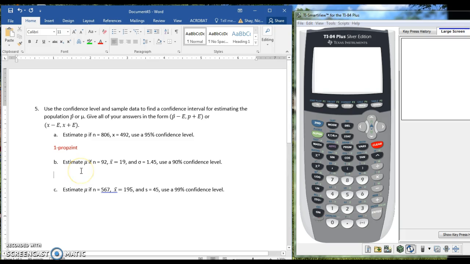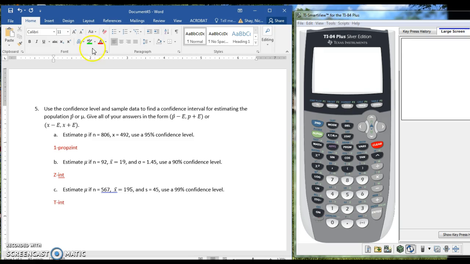Alright, the next one says estimate the mean if n is 92, the sample mean is 19, and we see this fancy sigma here. That is the standard deviation of the population, okay? So I'm going to quickly hop between B and C, but take a look. You see here we're given sigma, so we know we have the standard deviation of a population. Here we have S, which is the standard deviation of a sample. So the difference between these two is here we have the population standard deviation. When you have that, you are going to use Z interval. And when you have just a sample standard deviation, you're going to use the T interval.